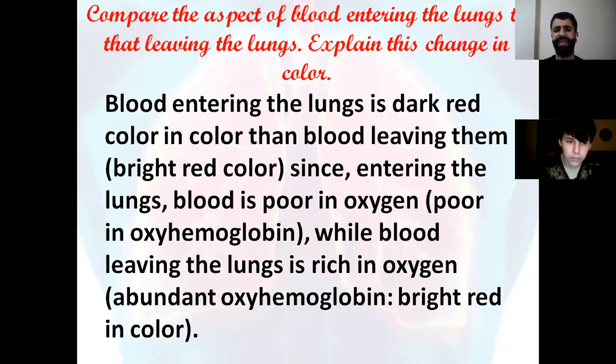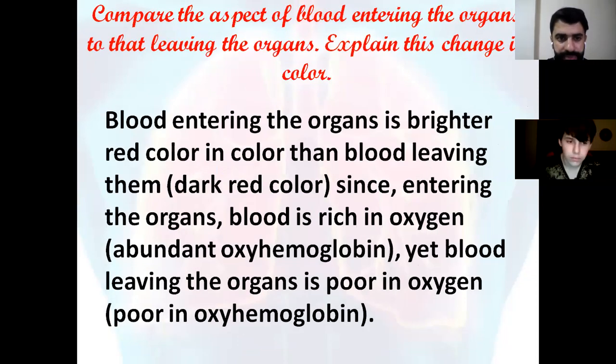The aspect of the blood entering the lungs compared to that leaving the lungs. Blood entering the lungs, you have to know that it's dark red in color. Then the blood leaving has a bright red color. While entering the lungs, blood is poor in oxygen, poor in oxyhemoglobin. While leaving the lungs, it is rich in oxygen, meaning that it is rich in oxyhemoglobin. That's why it has a bright red color.